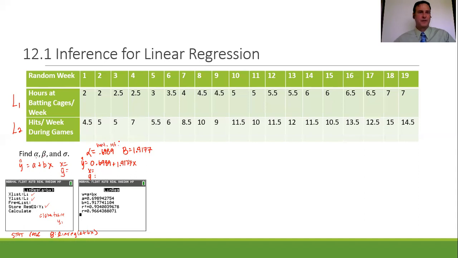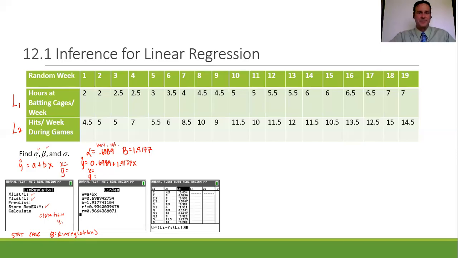Okay, so we found two of the things. Here's your alpha, here's your beta. They're pretty easy to find once you put your items in your L1 and L2. So what do we need now? We need S. S is an estimate for the true population parameter of the average distance that your data values are vertically from your least squared regression line. And so what I basically need is some residuals, and I'll use my sample here.